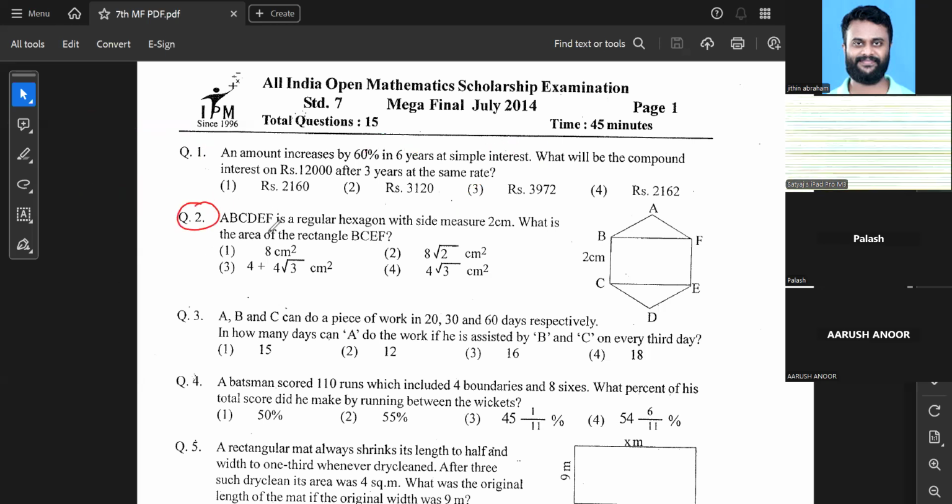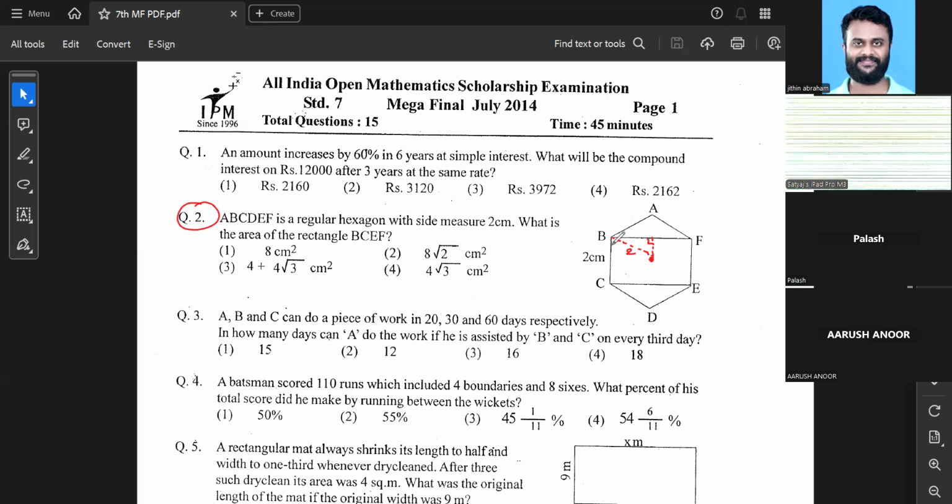Question number 2: ABCDEF is a regular hexagon with side measure 2. What is the area of the rectangle BCEF? I know one side of the rectangle, I have to find the other side. One method you can use: from the center, if this is 2, the lines joining the center to the vertices are also 2. So this will be 2. And let me draw a perpendicular line over here.